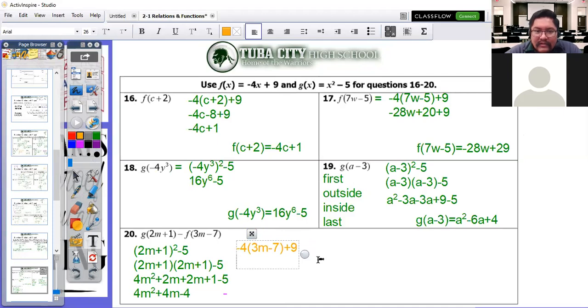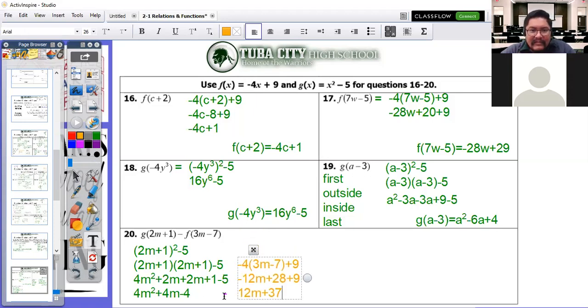And then use our distributive properties, so negative 12m. And then negative 4 times negative 7, so that would be plus 28 plus 9. Okay, and then combine our like terms. So in this case, it would be 12m plus 9 and 28, so that'd be 37. And I think that's pretty much it for this one here.